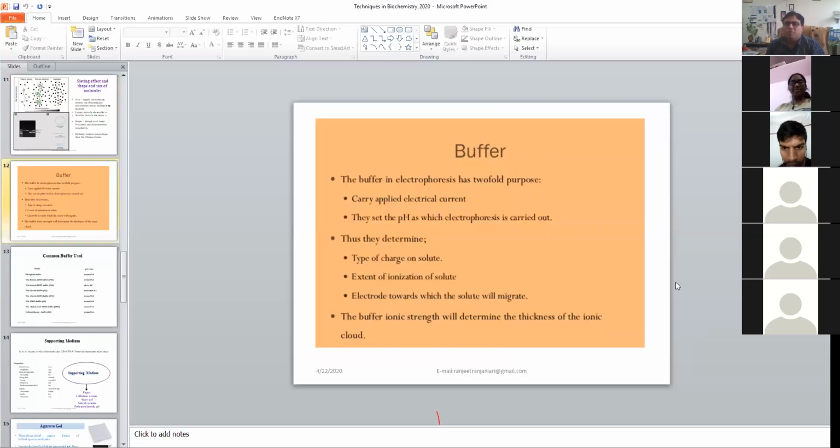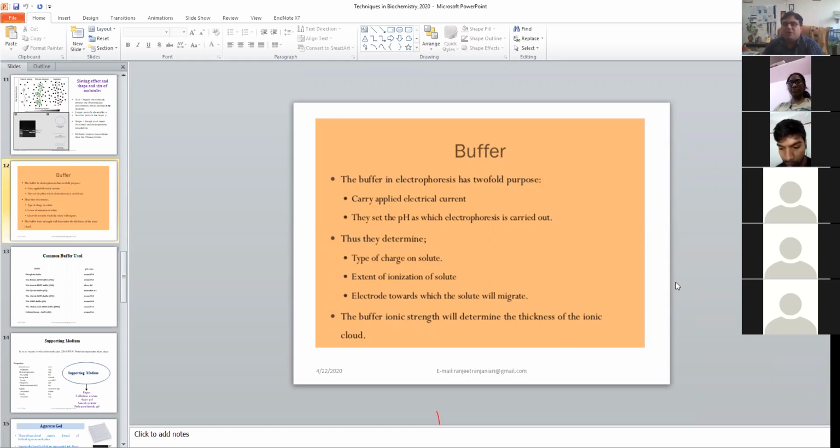So now moving on to the buffer. The buffer in electrophoresis has two main objectives or purposes. One is to carry the applied electric current, because current has to pass through a certain medium, and the buffer is one such medium. The other is that it sets the pH at which electrophoresis is carried out, and it acts as a medium for the current to pass from one electrode to the other.